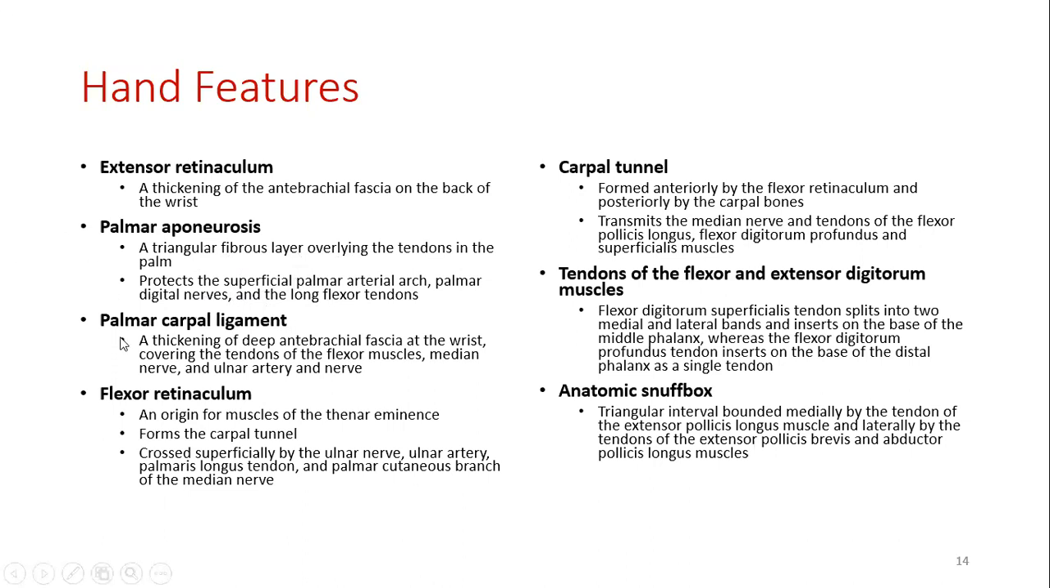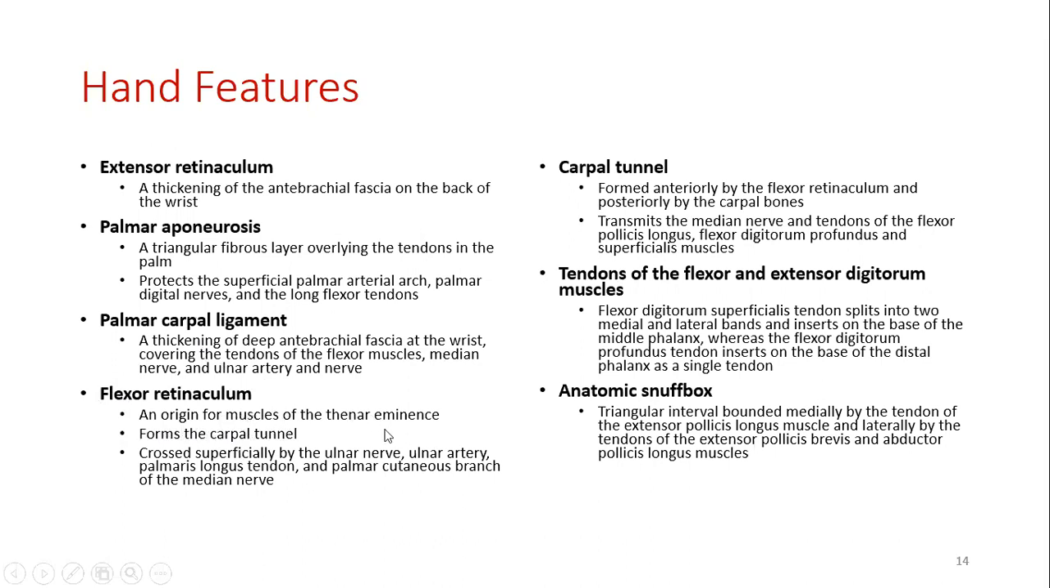Your palmar carpal ligament is a thickening of the deep antebrachial fascia at the wrist, covering the tendons of the flexor muscles, median nerve, and ulnar artery and nerve. Okay. Your flexor retinaculum. Now this one you need to know because it forms the roof of your carpal tunnel.